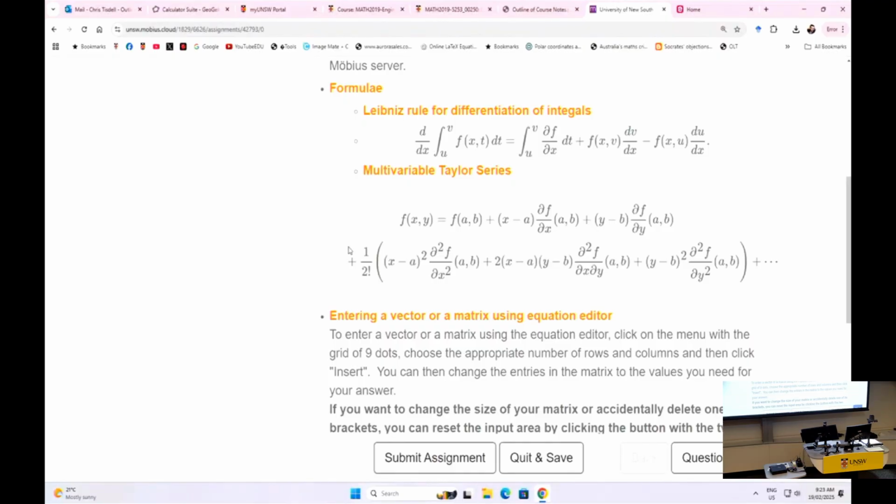Now, this is all based on the Taylor series and whatnot that you saw in first year. Okay? The only difference is it involves partial derivatives, including the second partial derivatives. Okay? Now, let's just have a look at those second partial derivatives for a second.